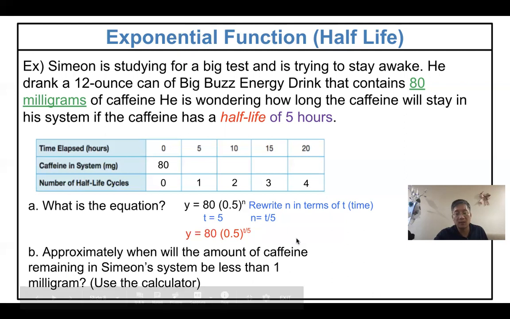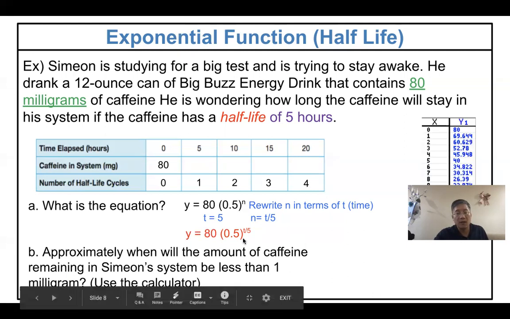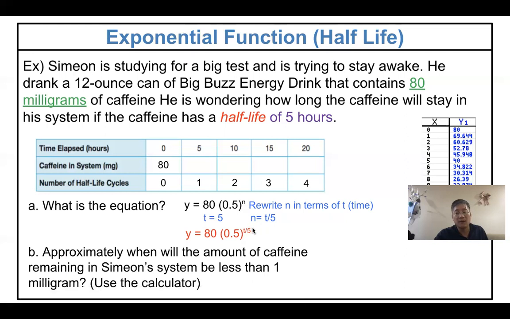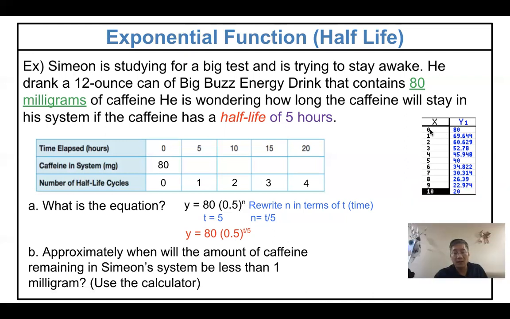So now you know how to put this function in the calculator. You put into the calculator 80 times half to the x over 5, and then look at the table. When x is 0, the initial number is 80, right? If you keep going down, when x is 5, the first cycle, 5 hours later, it becomes 40 milligrams. Then when x is 10, it becomes 20 milligrams. Each hour it decreases little by little, and 5 hours later, 40. Make sense?